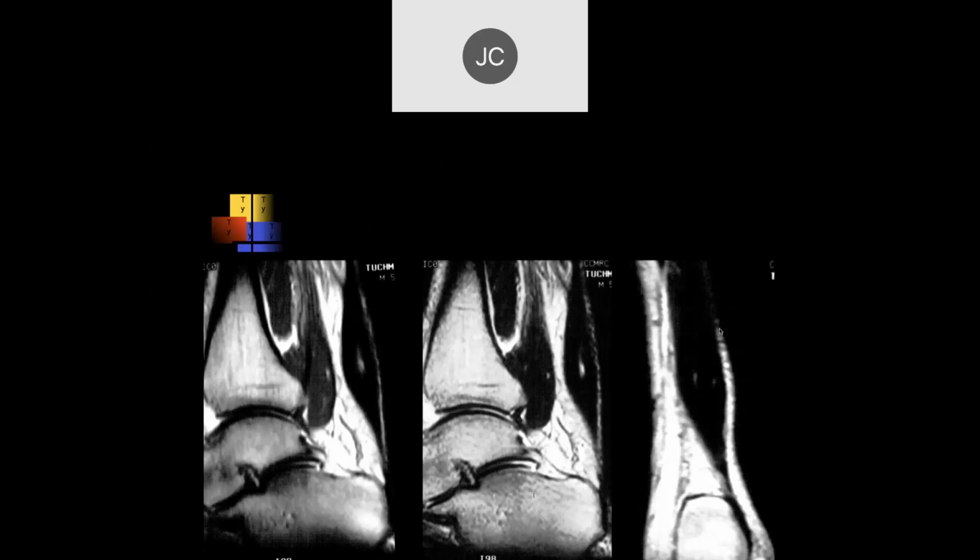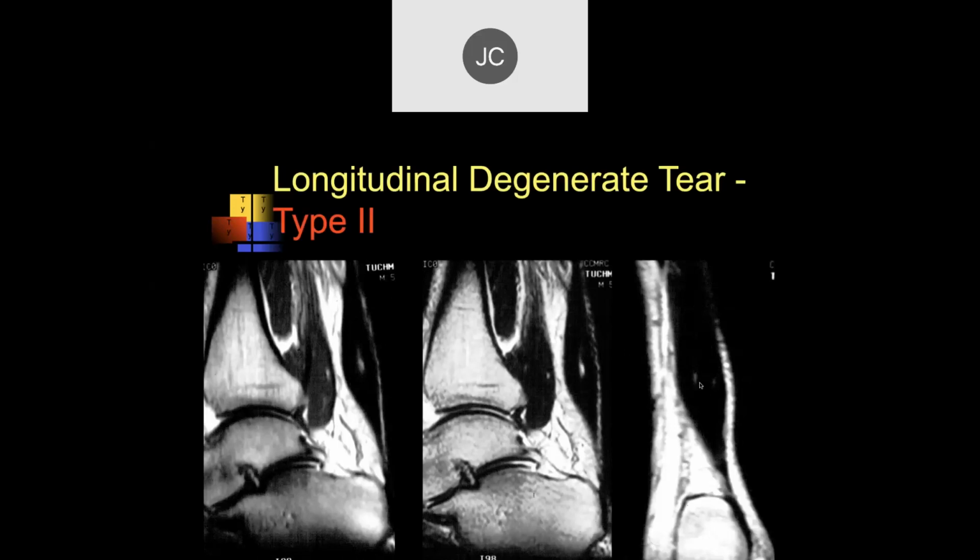The next type of disease are longitudinal partial tears within the Achilles tendon. They're often associated with fusiform widening of the Achilles tendon like we see here. This is a very old case and an early study where we can see longitudinal tearing, a couple of areas of longitudinal tearing in the coronal plane. And this would be type 2 disease, which are longitudinal tears.